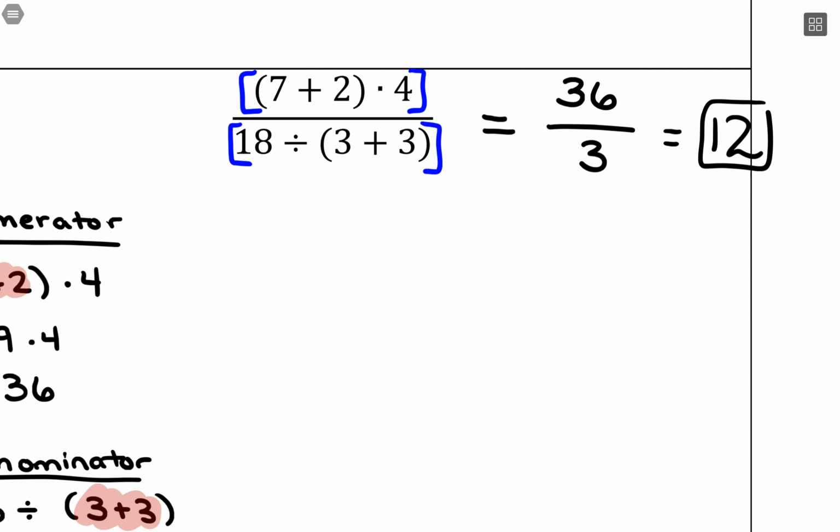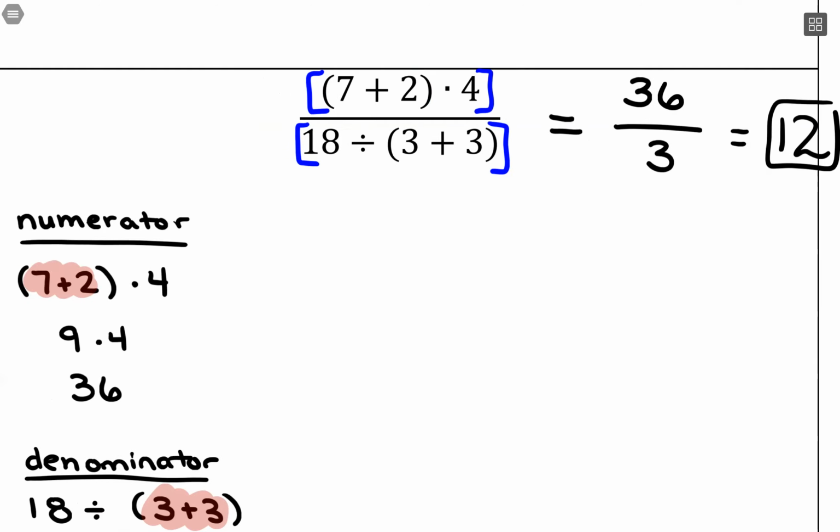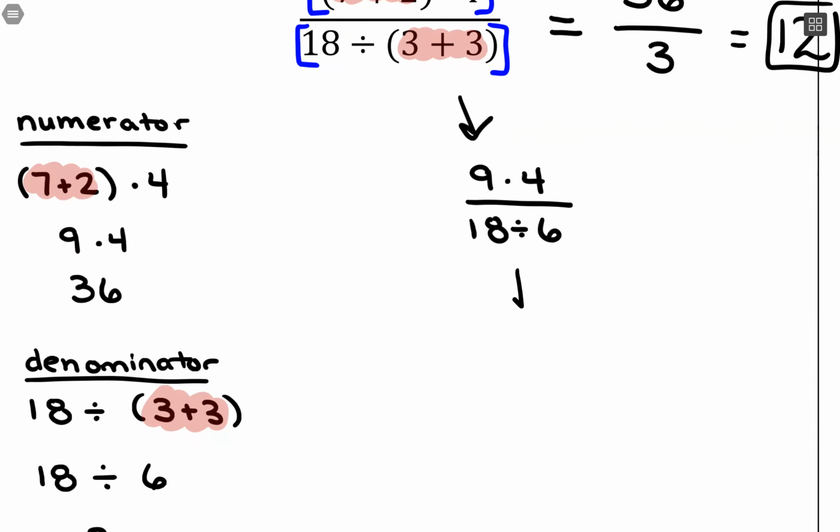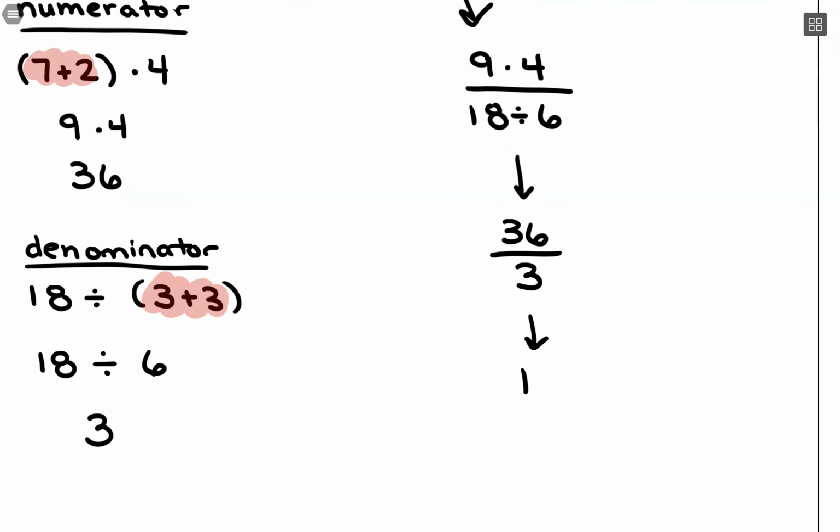So that's one way you can do it if you want to work on it all at once. In fact, I can show you how that would look. Really, it would look just the same as what I showed down here, but it would just be all together. So like what I would do is, looking at the numerator, I would take care of that 7 plus 2. In the denominator, I would take care of that 3 plus 3. So my next step would look like having 9 times 4 over 18 divided by 6. And then I would just simplify each of those. So the 9 times 4 is 36 over 18 divided by 6, which is 3. And then that would lead us to 12.